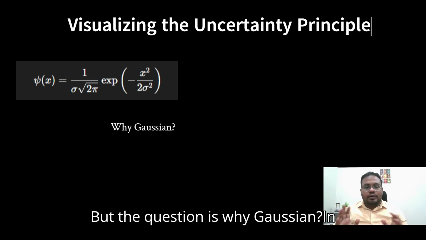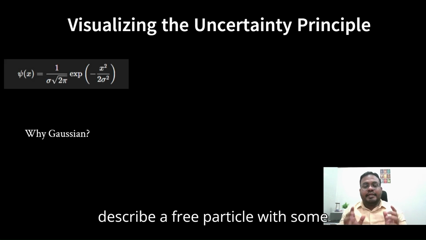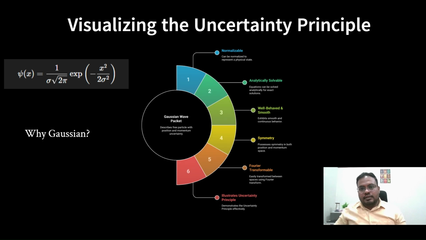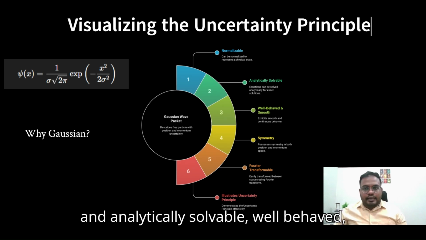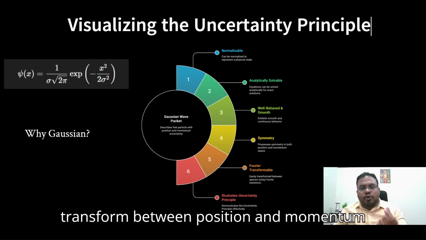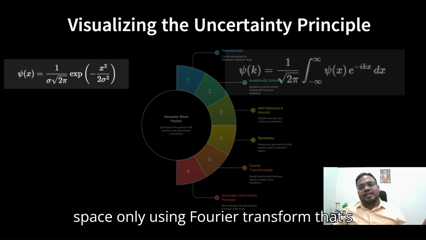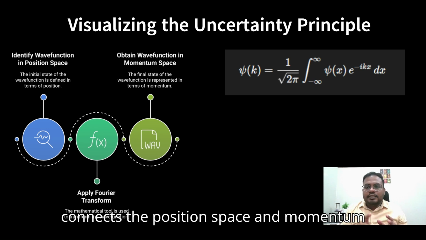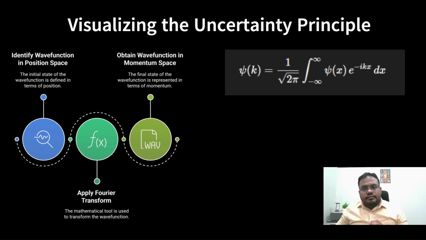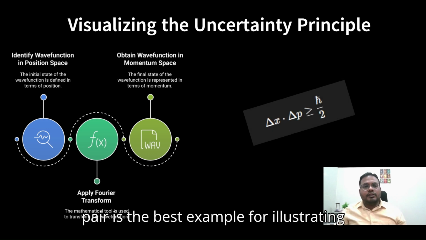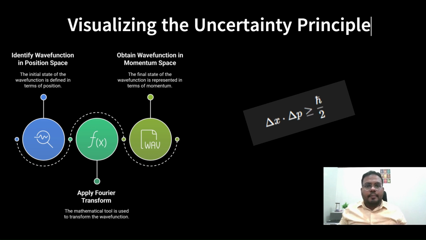But the question is, why Gaussian? In quantum mechanics, a wave packet can describe a free particle with some uncertainty in position and momentum. This Gaussian wave packet is normalizable and analytically solvable, well behaved, smooth, it has symmetry, and it is easy to transform between position and momentum space using only the Fourier transform. The Fourier transform of a wave function connects position space and momentum space. So delta x and delta p, this pair, is the best example for illustrating the uncertainty principle.